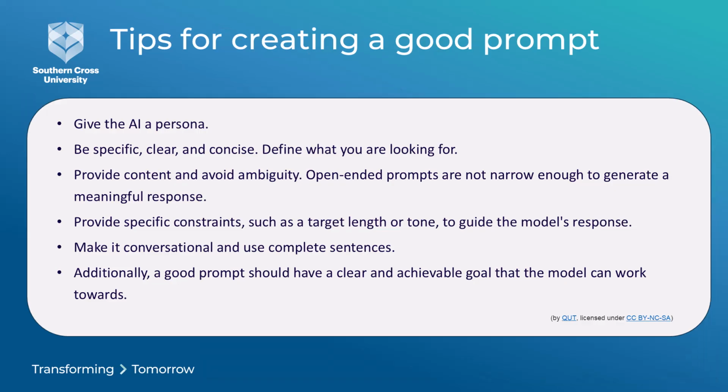So just to summarize writing prompts, keep these tips in mind. Give the AI a role or a persona to guide its tone and approach. Be clear and specific about what you want and avoid vague or open-ended requests. Include details and context like the topic, format, or goal. Set restraints such as the length, tone, or style to shape the response. Use complete sentences and make it conversational. The key is to give the AI a clear, achievable goal so it can give you the best possible result.